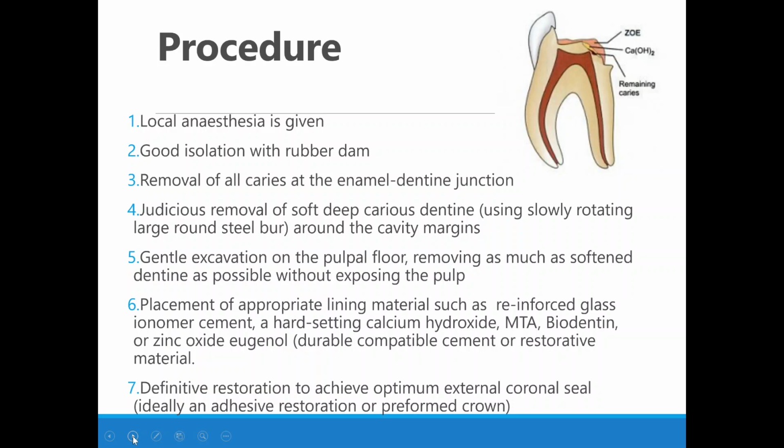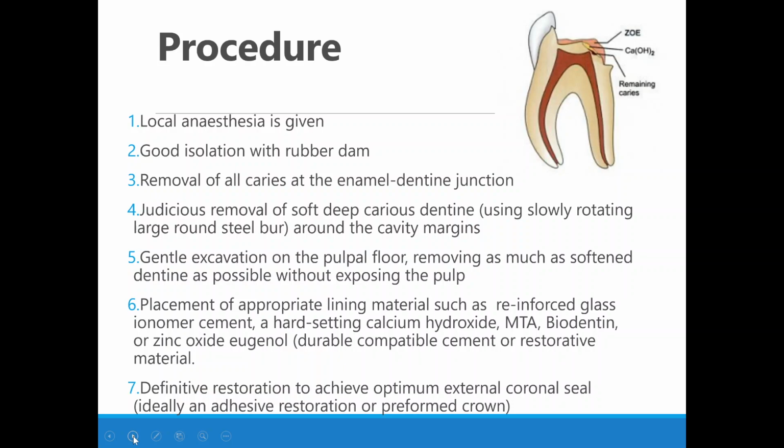So you can see on this picture the steps of the procedure. The first is anesthesia, good isolation, removal of all caries tissue at the enamel-dentin junction, so the walls should be clean without any soft infected dentin, and just partial removal of soft deep carious dentin. So it's very different. On the walls we remove all infected softened dentin.